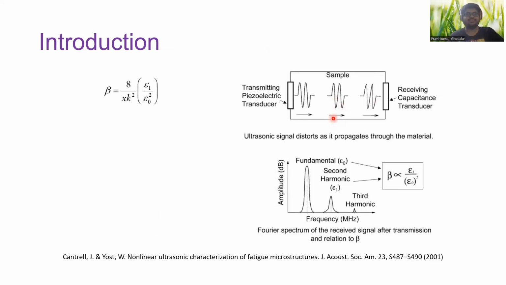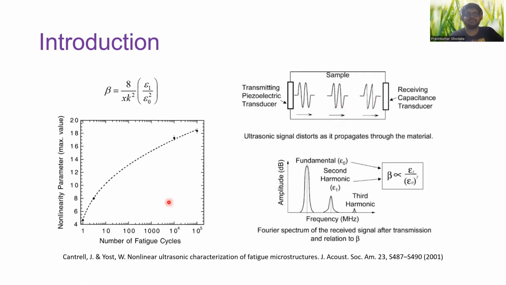So an experimental study was done to understand how the nonlinear parameter varies when the number of fatigue cycles of the aluminum increases. So here we can clearly see the sensitivity of the beta. It increases quadratically as the number of cycles increases.